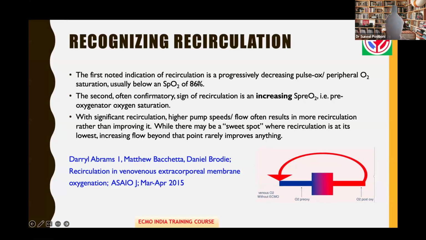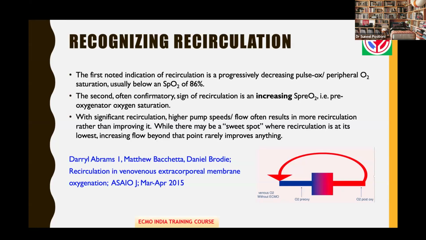The first noted indication of the recirculation is progressively decreasing pulse ox or peripheral oxygen saturation, usually below 86%. Second, often confirmatory sign of recirculation is increasing pre-oxygenator saturations. That is the second sign that is noticed. With significant recirculation, higher pump speeds or flow often result in more recirculation rather than improving it. So reduce the flow and see if it helps the situation.